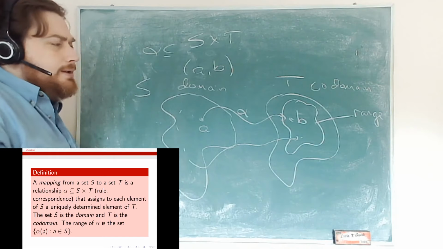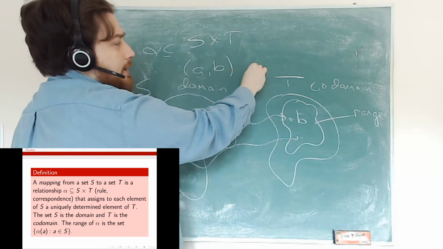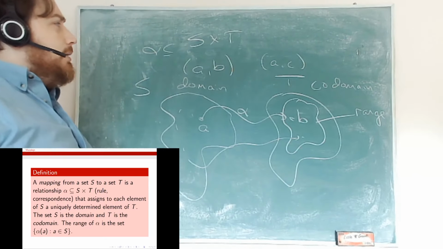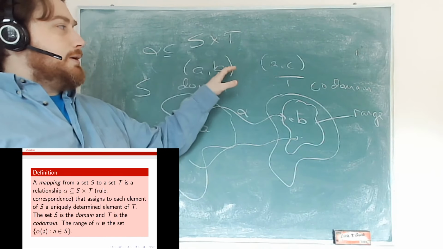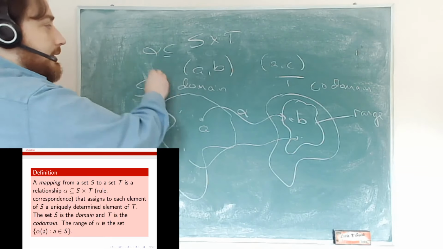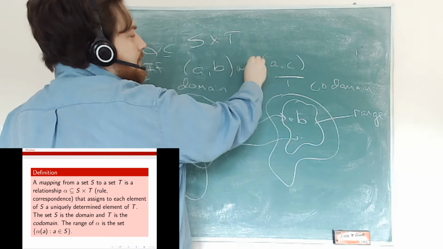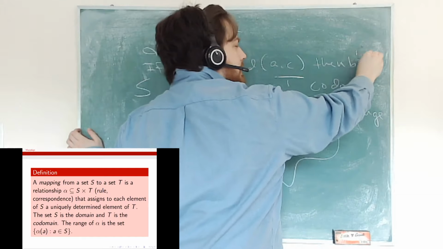Now notice that because it is a mapping, if I have (a, b), I cannot have (a, c). So if (a, b) is in the set S cross T and (a, c) is in the set S cross T, in order to be a function, we'd have to have that b is equal to c. So if this and this are in here, then they have to be the same. So b is equal to c.